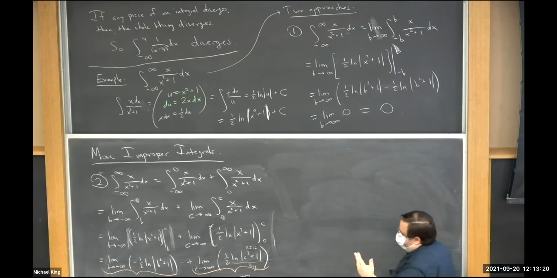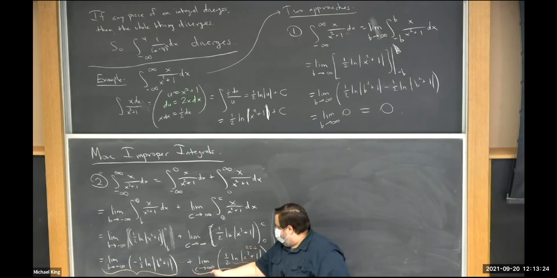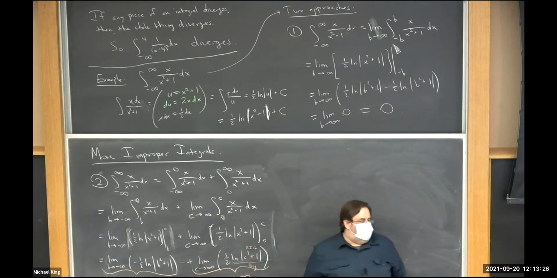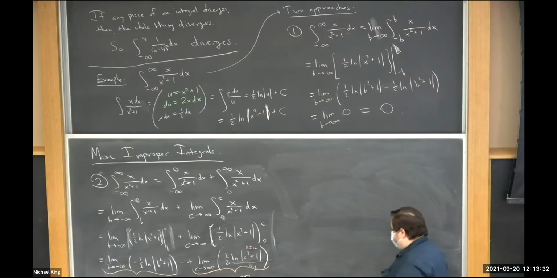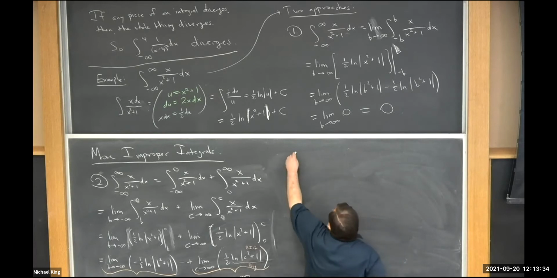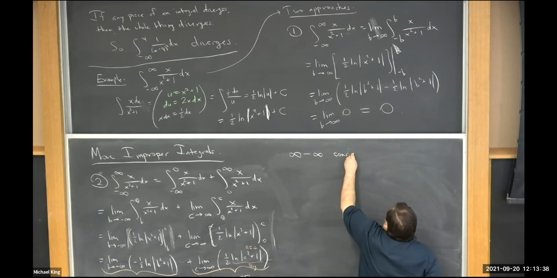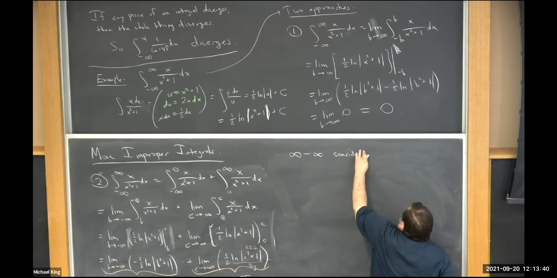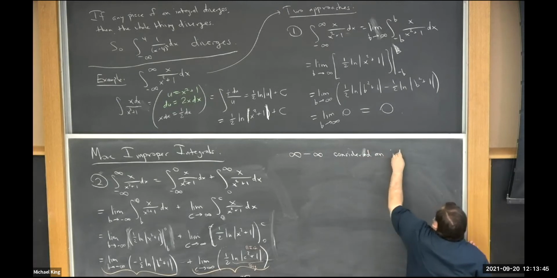If I put some relationship between B and C, like in approach number 1, B and C were basically the same thing. I mean, I guess they're opposites here. But B and C were basically the same thing. If you make them not the same thing, then you can get different answers. And that's why infinity minus infinity is considered an indeterminate form. Considered an indeterminate form is what it's called.